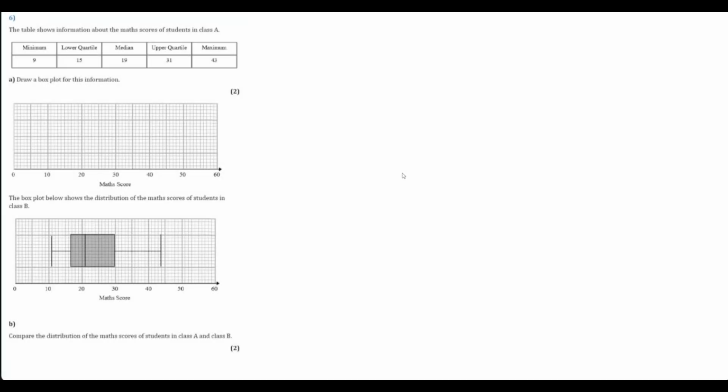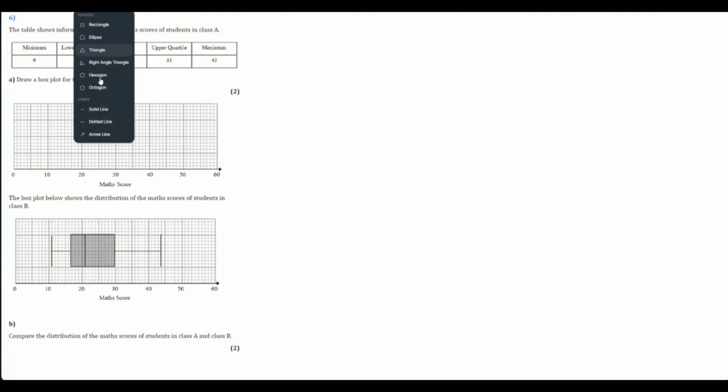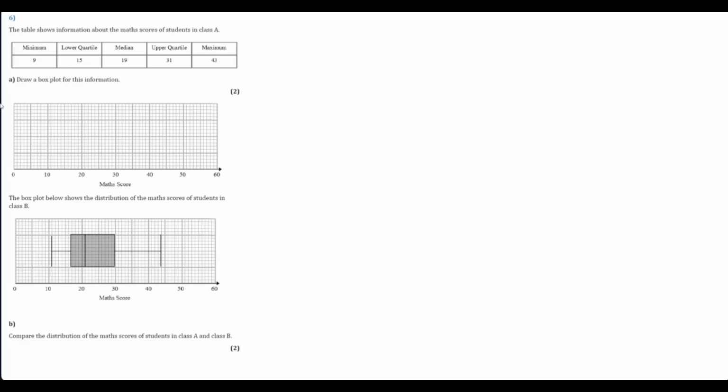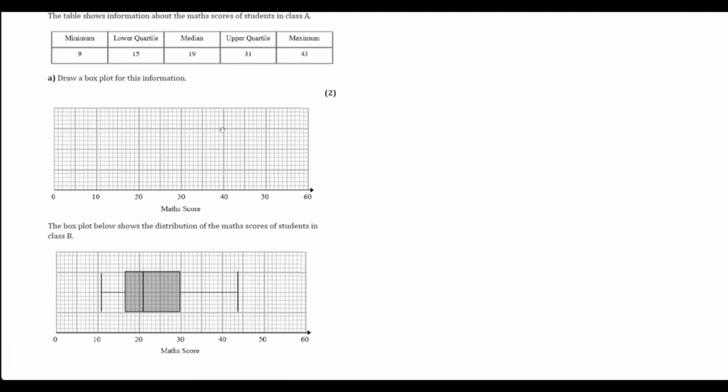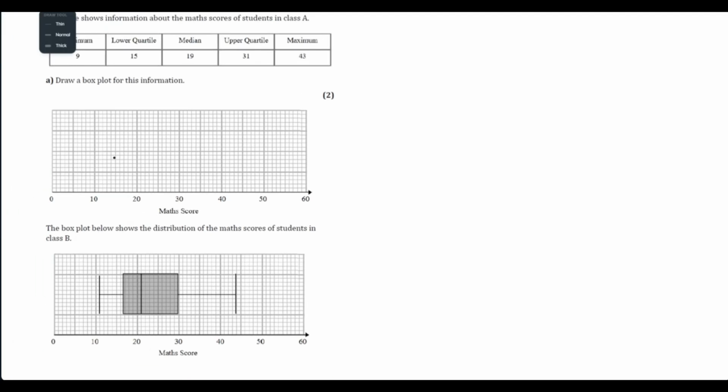Question number 6, we have a box plot diagram. The table shows information about the math scores of students in Class A. Draw a box plot for this information. We can see here the minimum is 9. So I'm just going to draw a line that goes onto 9. I'm going to zoom in a bit actually. Okay, so I'm going to draw a line at 9.